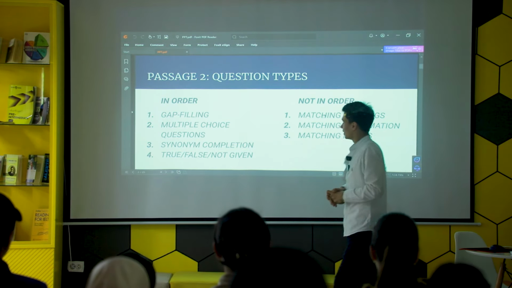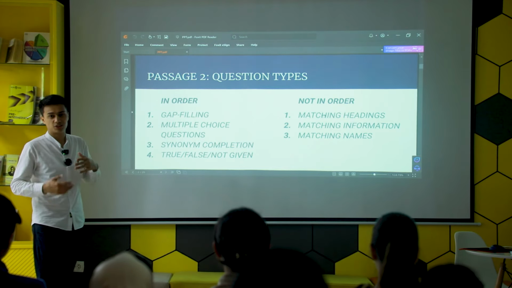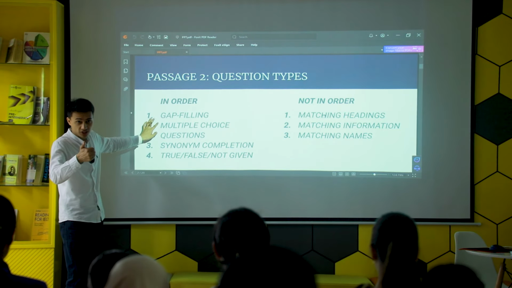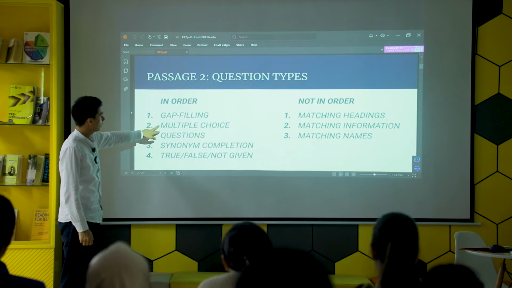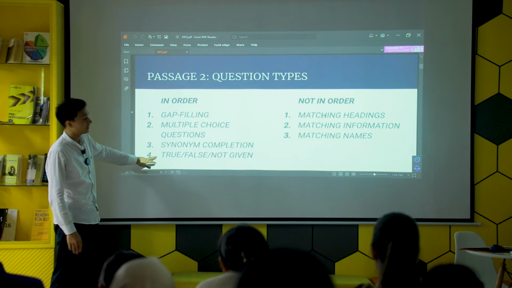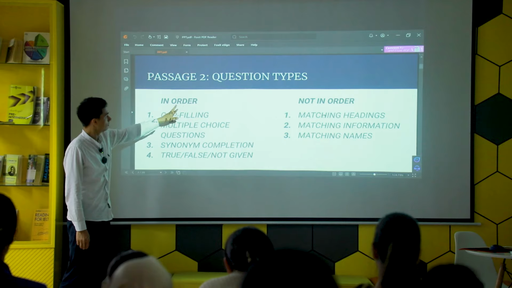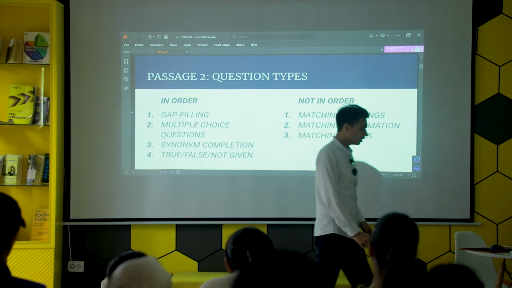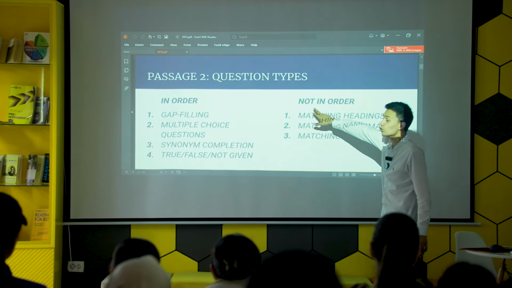Look at this. So these are the question types in passage 2. These are very common. So we got gap filling questions, where we have to fill in gaps. Then we got multiple choice questions. We got synonym completion. Then sometimes we got true, false, not given questions as well. So these question types come in order, like one after the other. And then we got these. They do not come in order.